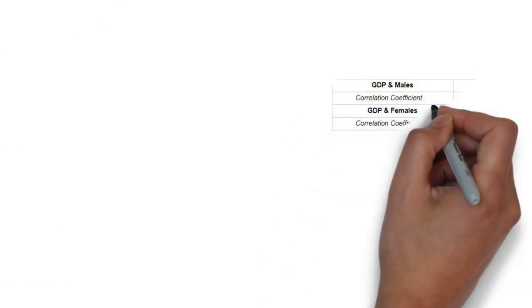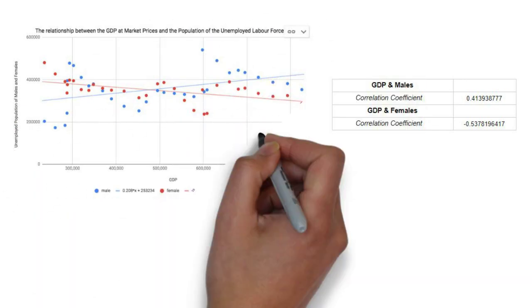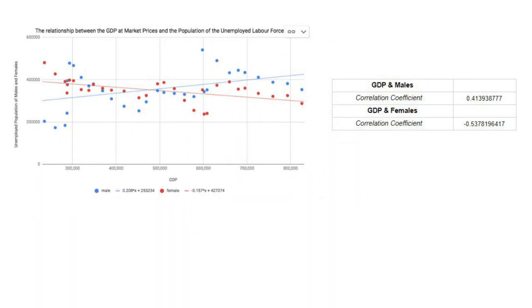The correlation coefficient R indicates the relationship between the dependent and the independent variable, in this case, GDP and the population of unemployed labor forces. The range of values for the correlation coefficient cannot exceed 1.0. When the value of the correlation coefficient is positive, it represents that as one dataset increases, the other one increases as well, and vice versa. We can see that the trend line is generally increasing throughout the entire dataset. The correlation coefficient cannot go below negative 1.0.